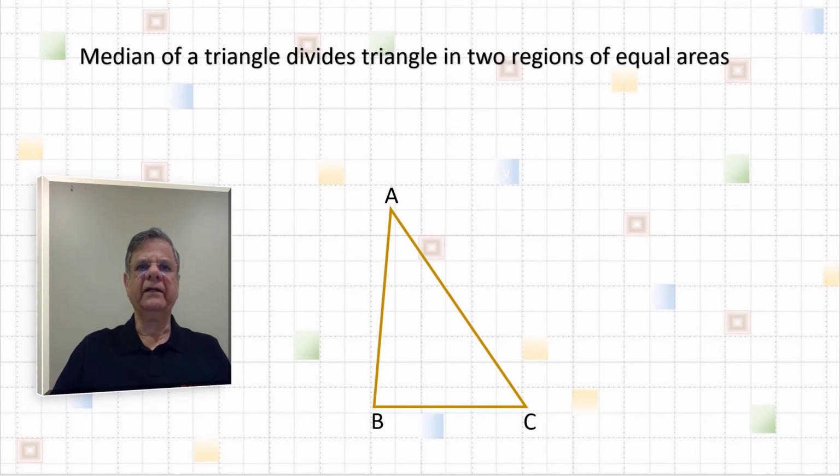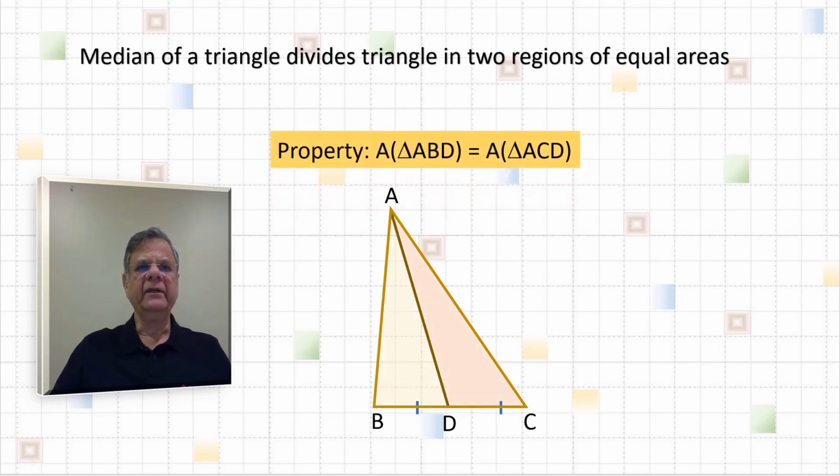Median of a triangle divides triangle in two regions of equal areas. Consider triangle ABC. AD is median of triangle ABC. Median AD divides triangle ABC in two parts, triangle ABD and triangle ADC. Property is area of triangle ABD equal to area of triangle ACD.